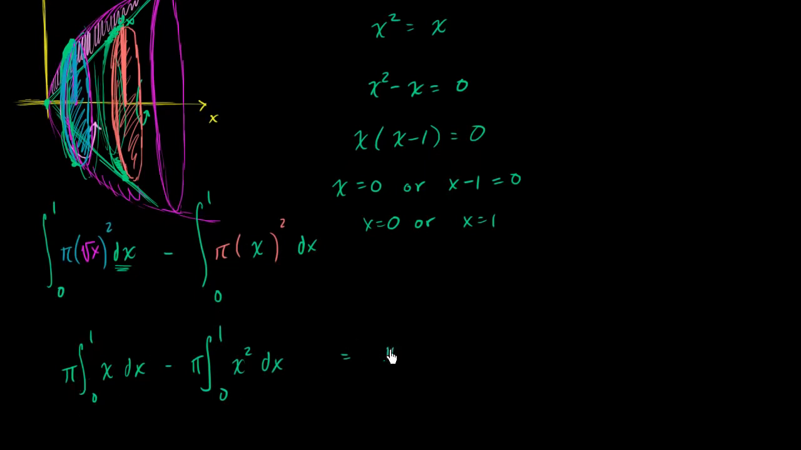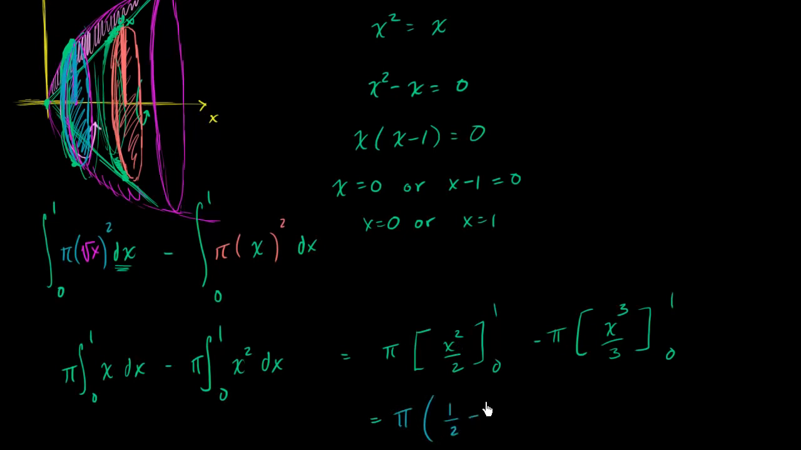And we could say this is going to be equal to pi times the antiderivative of x, which is just x squared over 2, evaluated from 0 to 1, minus pi times the antiderivative of x squared, which is x to the third over 3, evaluated from 0 to 1. This expression is equal to, and I'm going to arbitrarily switch colors just because the green is getting monotonous, pi times 1 squared over 2 minus 0 squared over 2, minus pi times 1 to the third over 3 minus 0 to the third over 3.